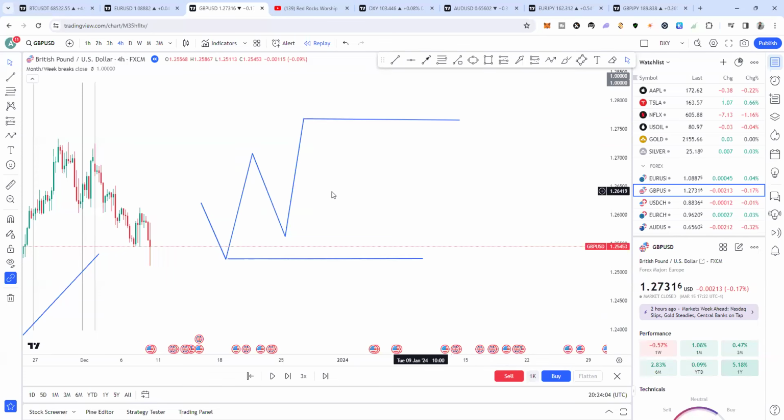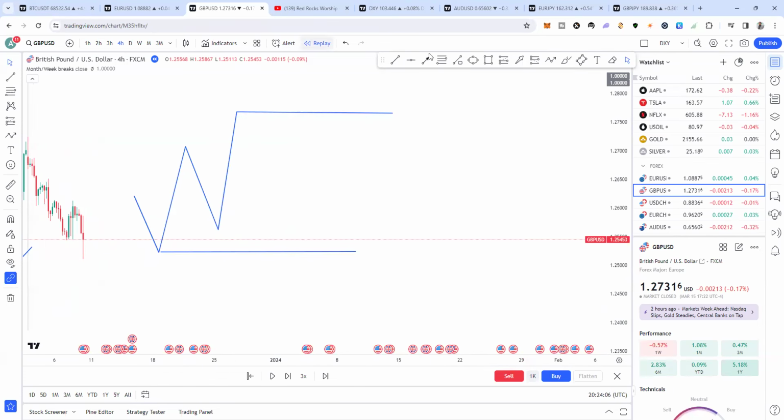So from here to here, let me label this place. Let me say this place is point A. And then this is our point B. And this is our point C.